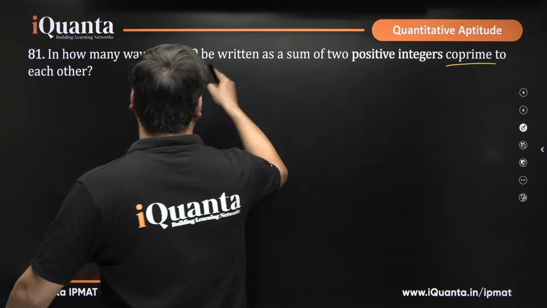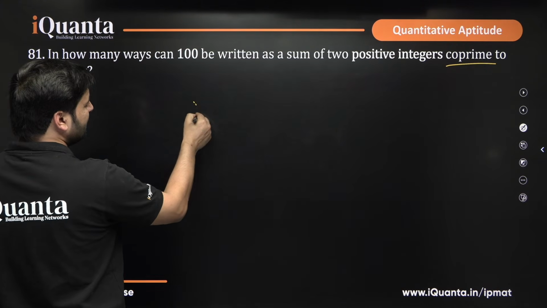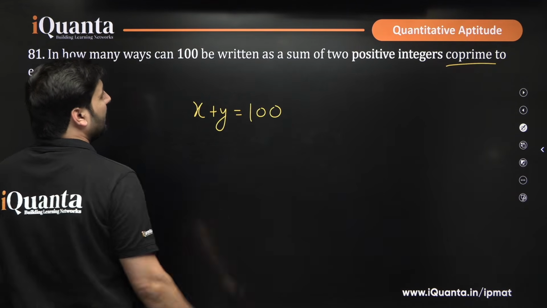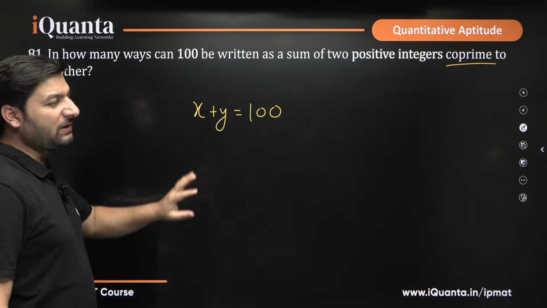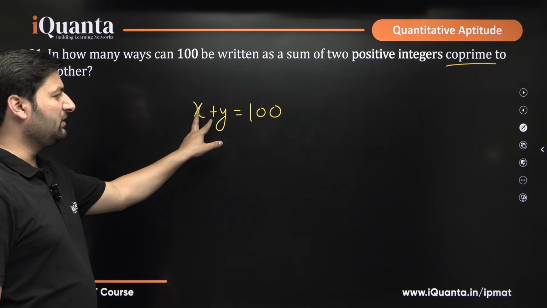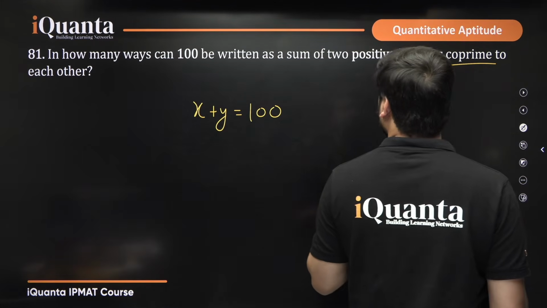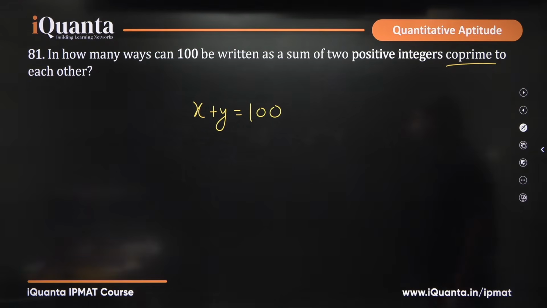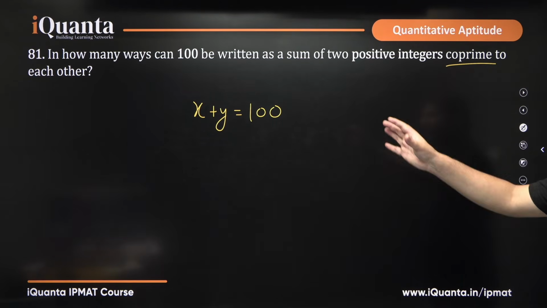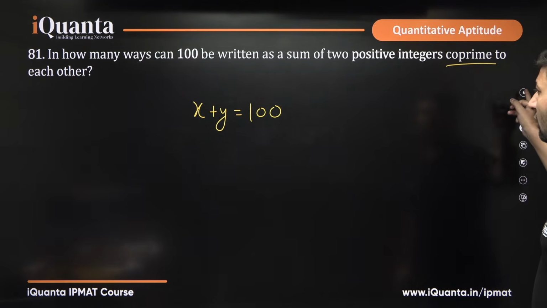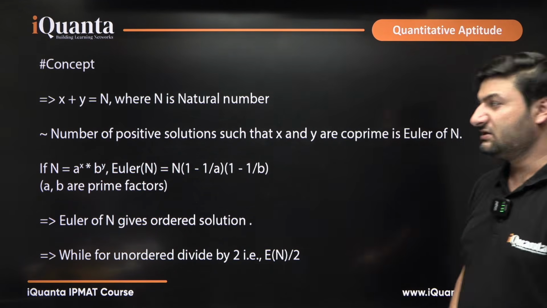So, two positive integers, say x and y, have a sum 100 and they are co-prime. So, they will have nothing in common, okay. These two numbers will have just 1 as a common factor, nothing else. They are both positive integers, okay. In such questions, there is a trick that you have to use.